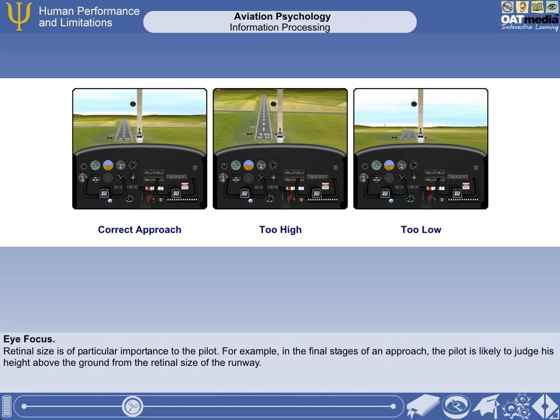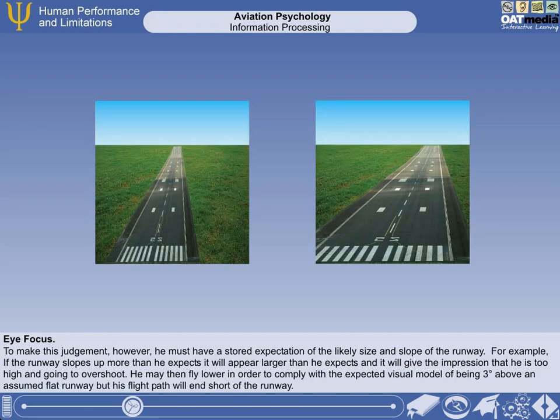For example, in the final stages of an approach, the pilot is likely to judge his height above the ground from the retinal size of the runway. To make this judgment, however, he must have a stored expectation of the likely size and slope of the runway.